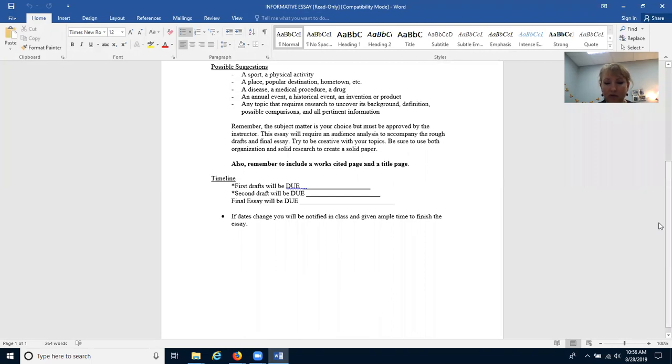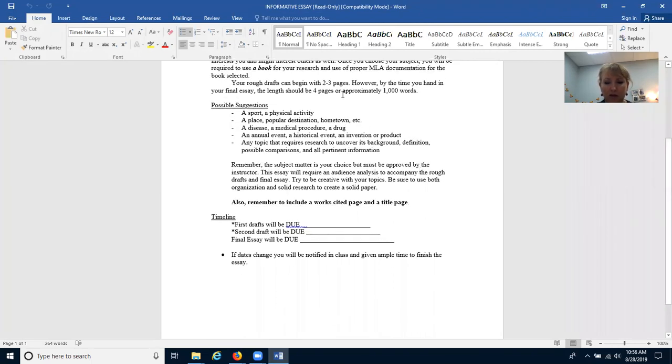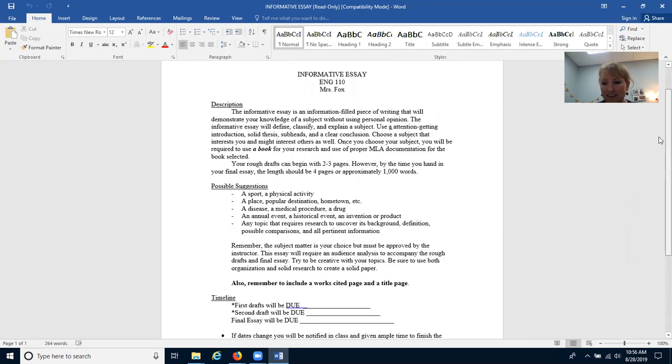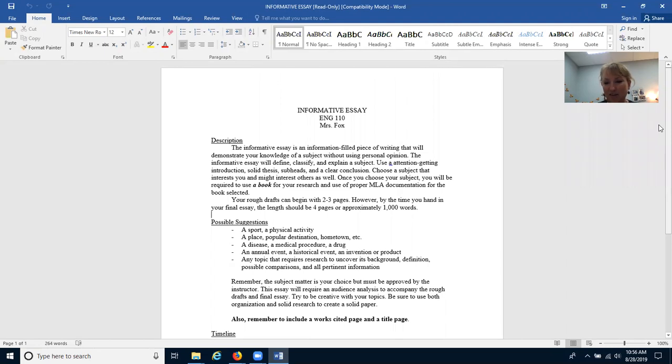Your final paper should be over 1,000 words or 4 pages long. Each page is about 1,000 words in length. If you have questions about the informative essay, please email me and I will be happy to respond to any questions you may have. Good luck as you start to write, and best of luck on your informative essay.